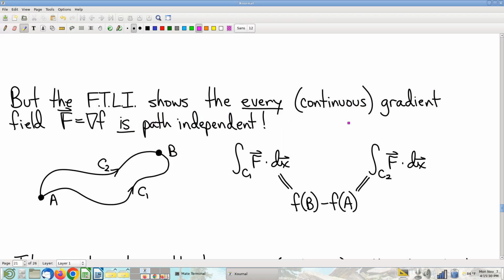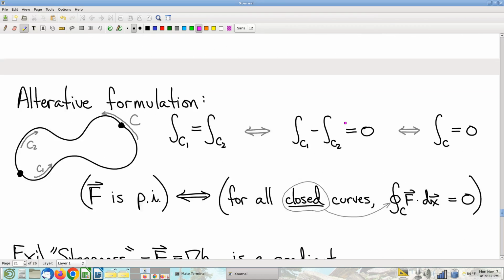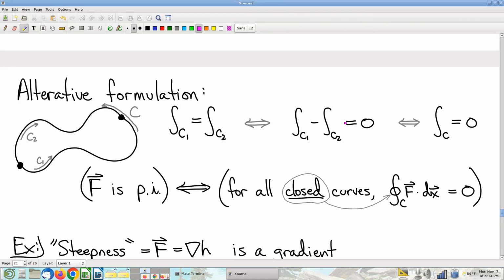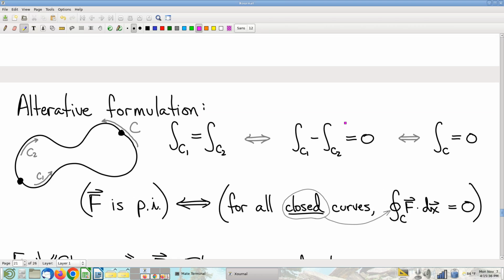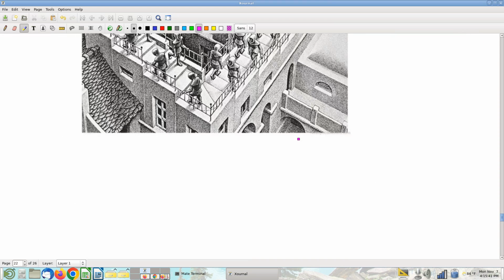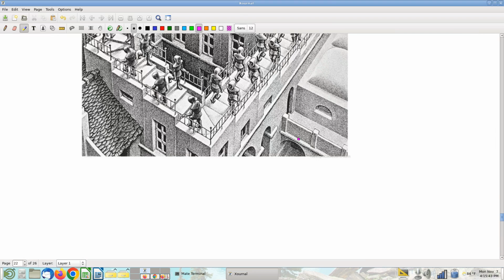Okay. So now here's another way to say path independent. This is going to be useful in a few minutes. Speaking of which, we have 5 minutes left. I just want to check time. Okay, I think we're doing all right.